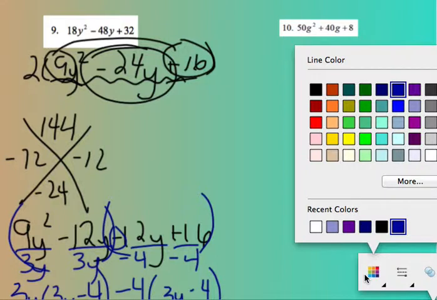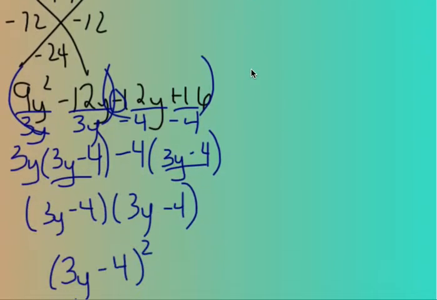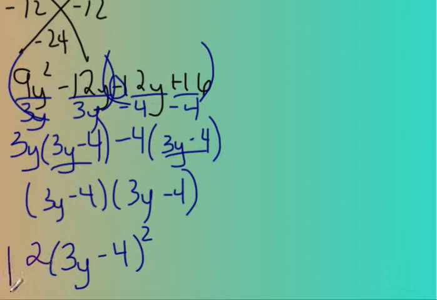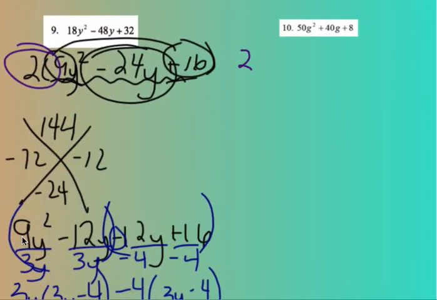So for number 10, I can take out a greatest common factor of 2. So I'm going to start that out at the beginning. Oh, and I forgot over here, I have my greatest common factor. I forgot to write it at my final answer. Don't forget your little sister. She will be sad. So you're taking out a 2, and you have 25g squared plus 20g plus 4.